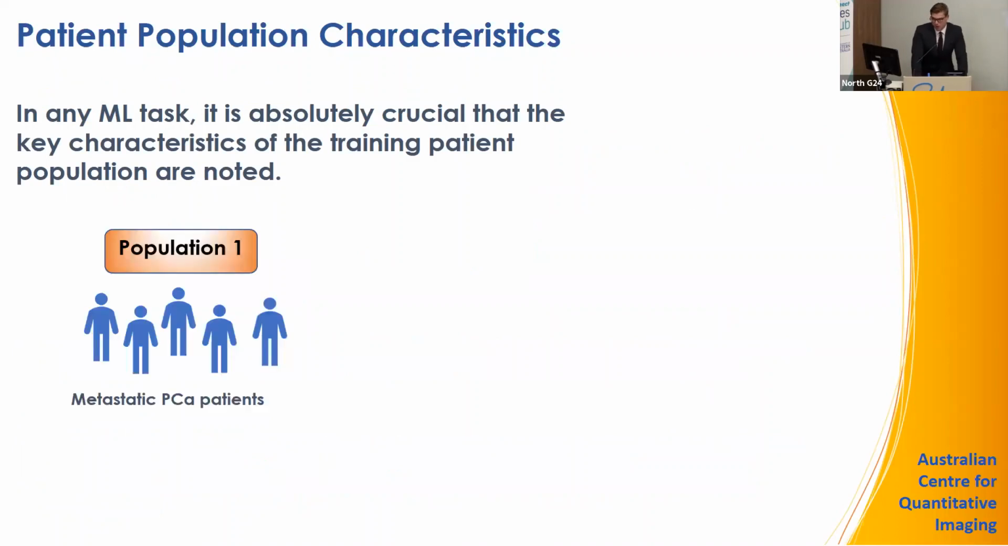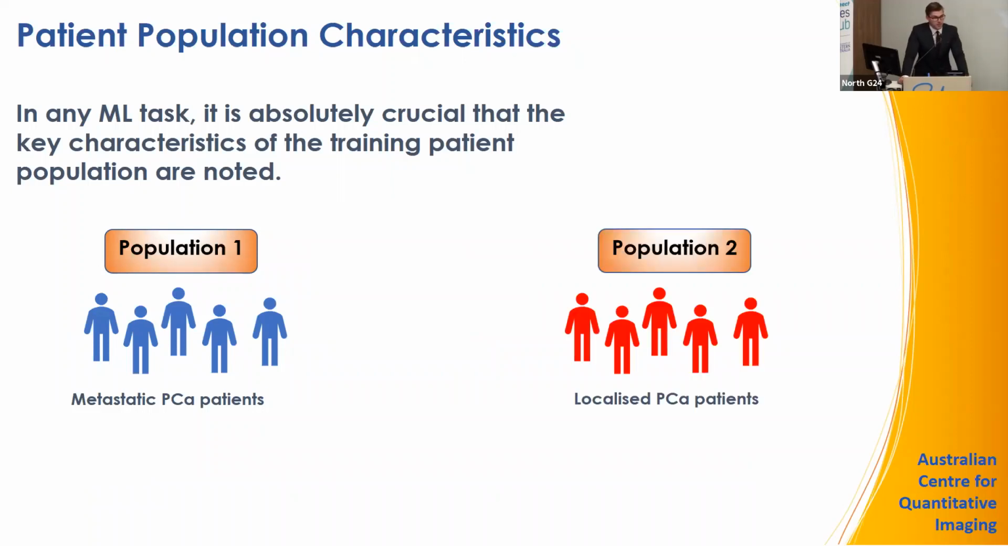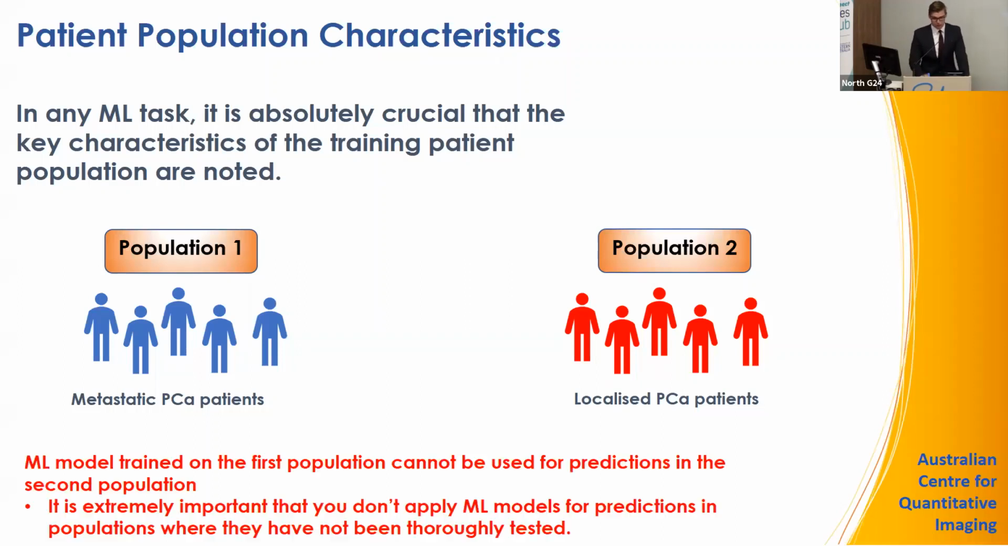And I'll just stress as well that in any sort of machine learning task, the underlying characteristics of the population are crucial. So let's say we have these two populations here. Metastatic prostate cancer patients, population 1, localized prostate cancer patients, population 2. If we develop a machine learning model on population 1, we can't use that for predictions in the second population. Okay, it's extremely important that we don't apply these models in populations that haven't been thoroughly tested. Okay, this can lead to erroneous results and bad patient outcomes.